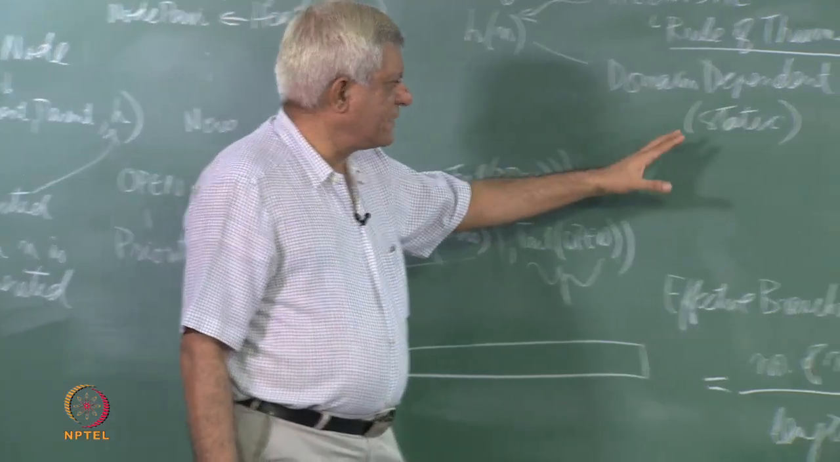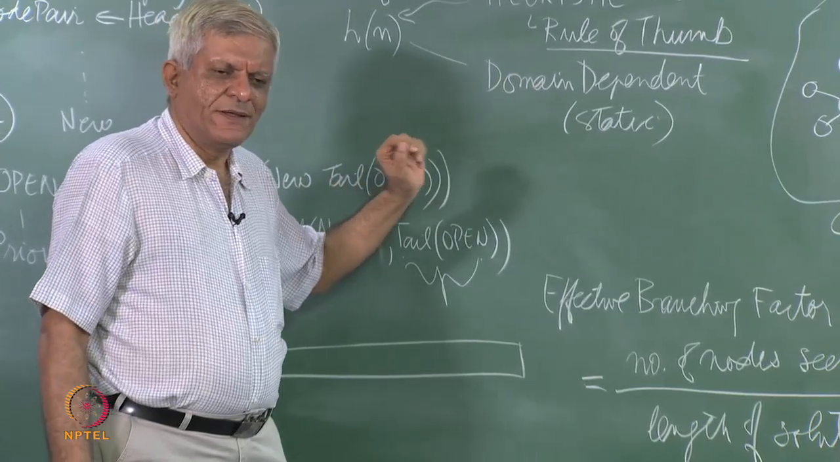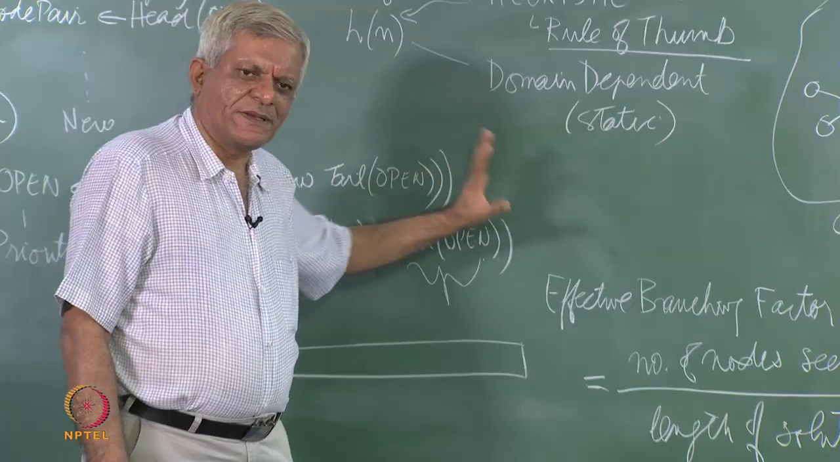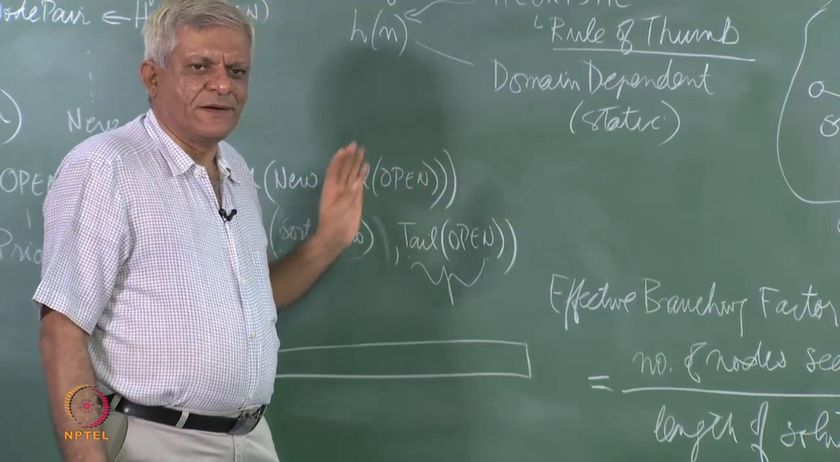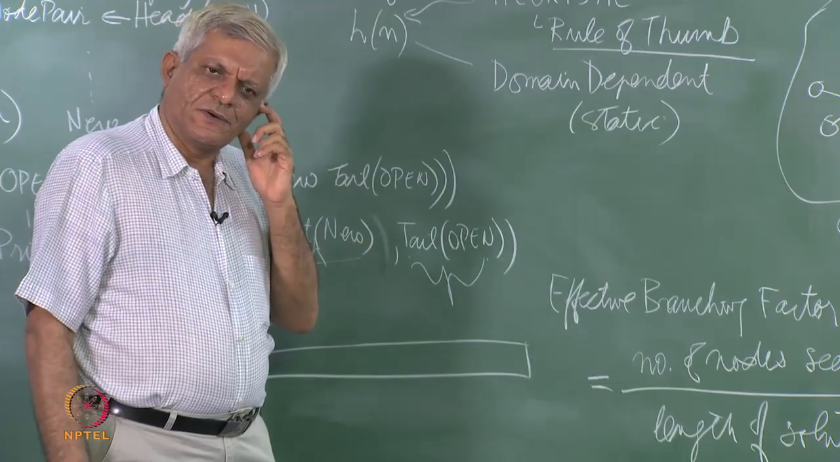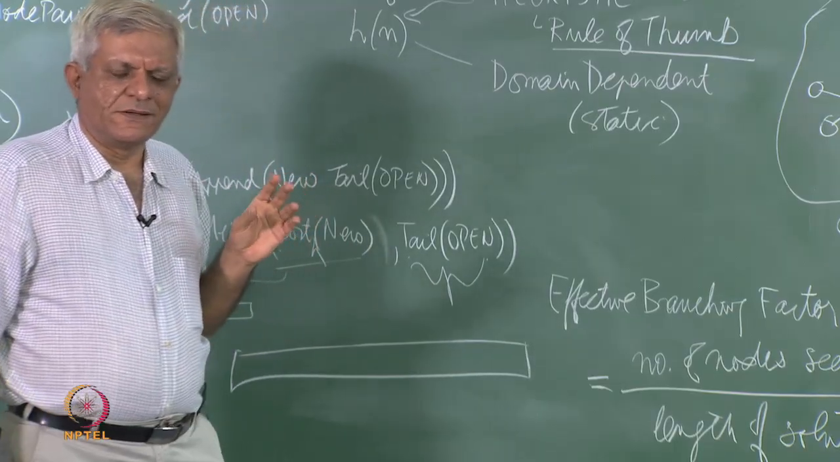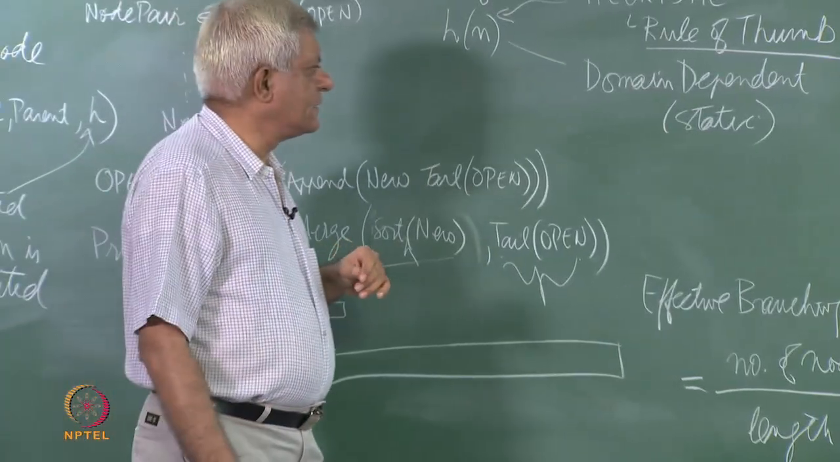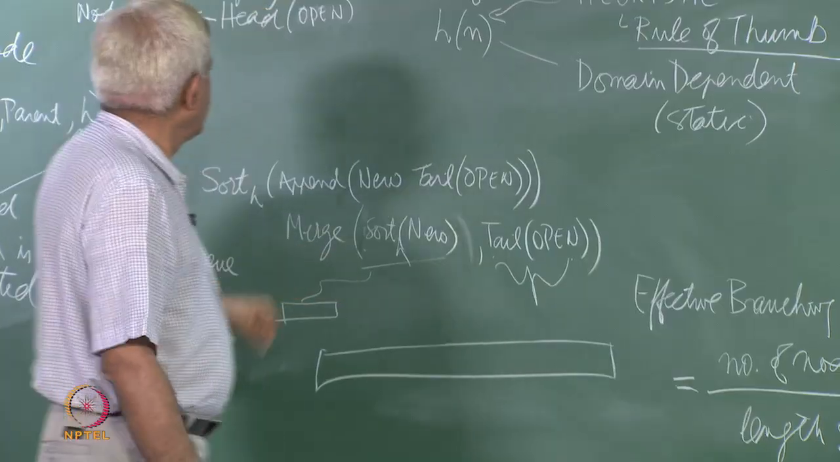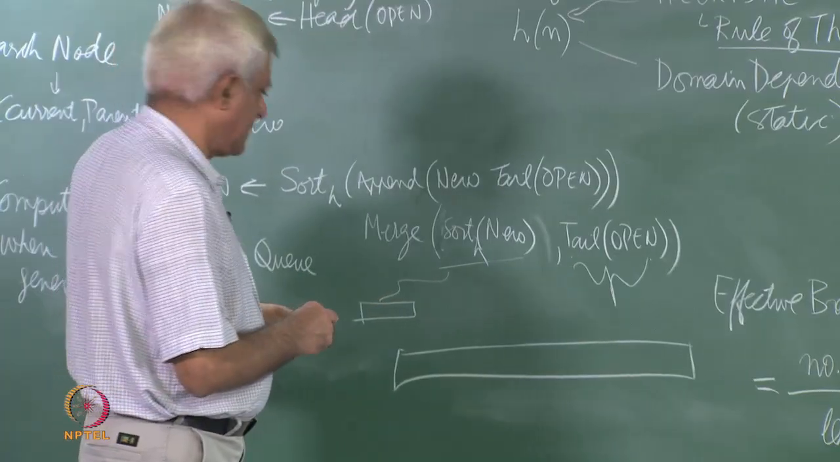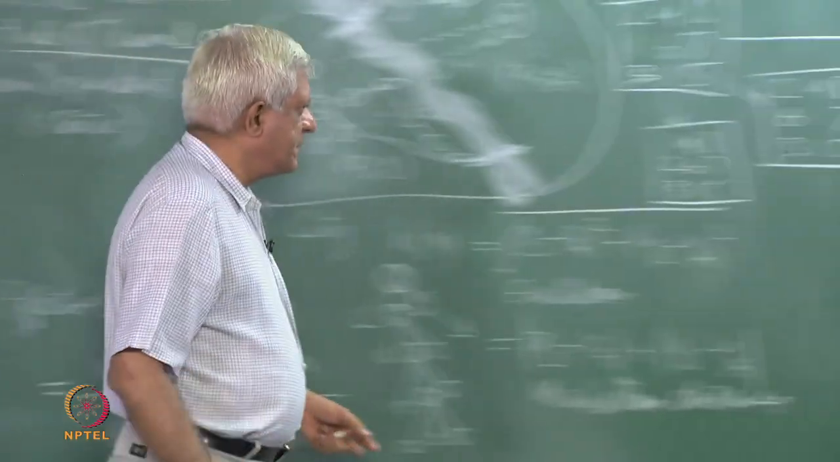Okay, I will come to the dynamic functions in a moment. Let us discuss the properties of this algorithm according to the 4 criteria that we have talked about. Let us start with completeness. So, where should I write this? Maybe here.